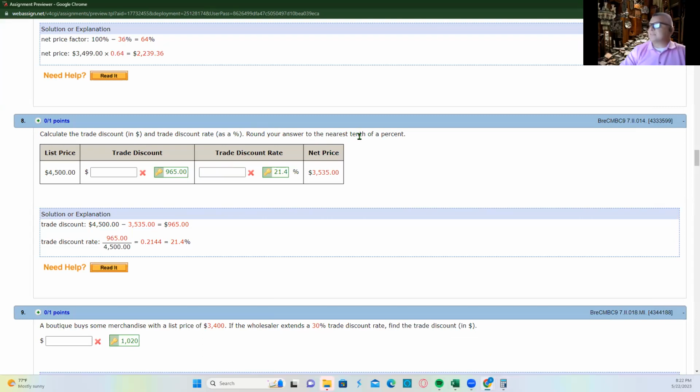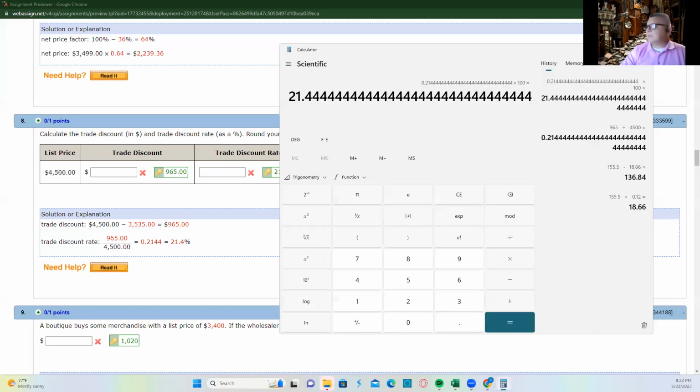And then we just have to look and see what they're asking for. Round your answer to the nearest tenth of a percent. So once we get that percentage out of the way, here's our place. We look over to the right. It's below 5, so we don't do anything with it. It just becomes 21.4%. Right? Remember our rounding.